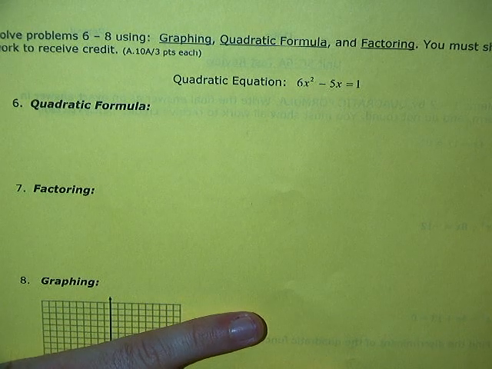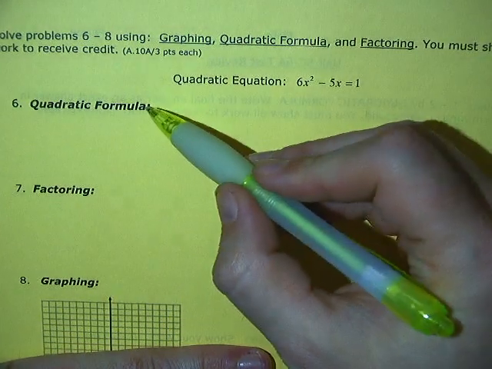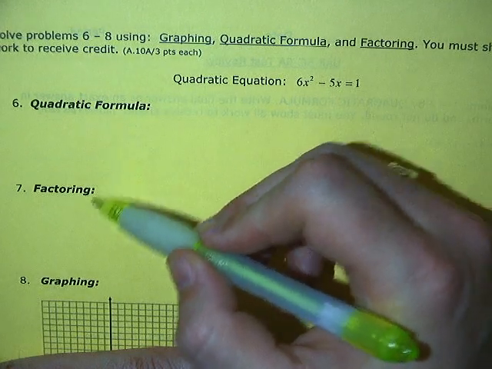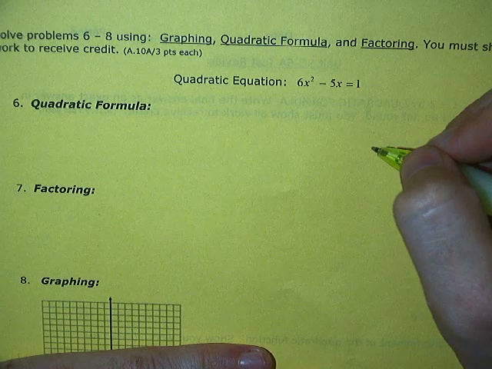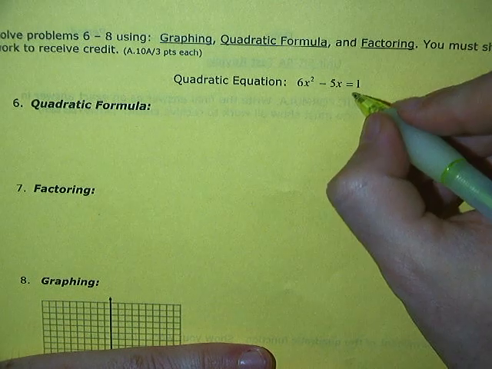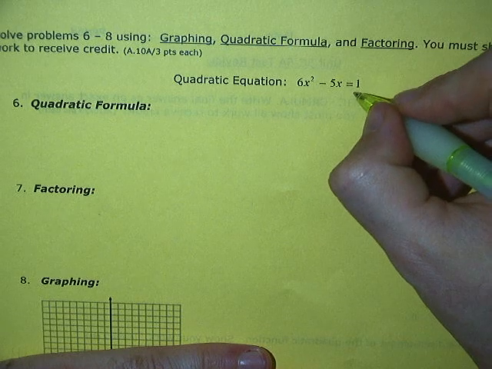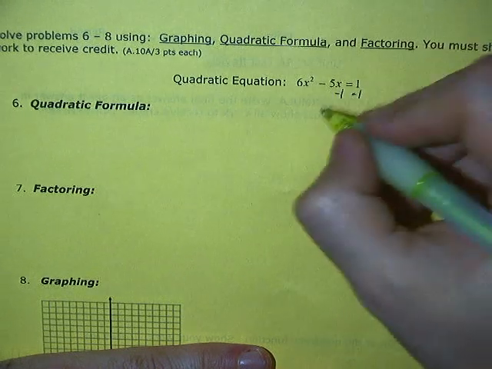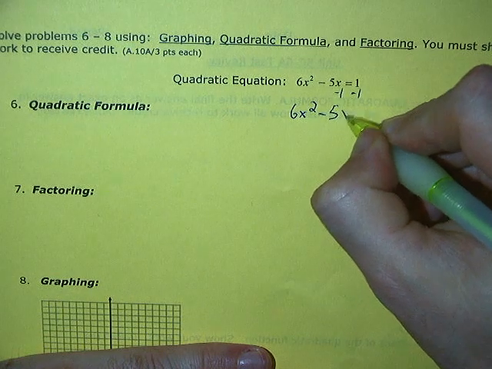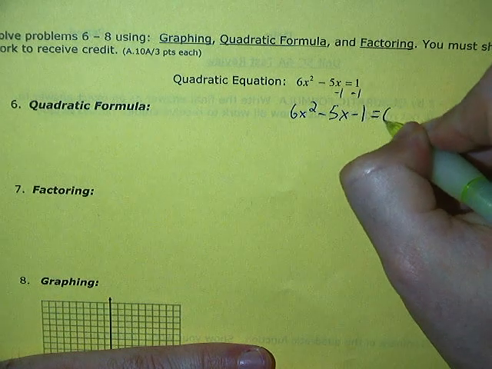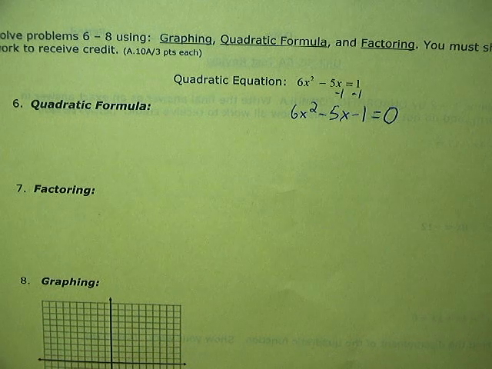Now, before I am able to solve either by quadratic formula or factoring, what do I have to do first? I'm sorry? Transpose. Yes, go ahead and transpose. And what am I looking for? Equals 0. Yeah, we want that equals 0. So we've got to go ahead and transpose this 1. Subtract 1 on both sides is going to give me 6x² minus 5x minus 1 equals 0. Okay?